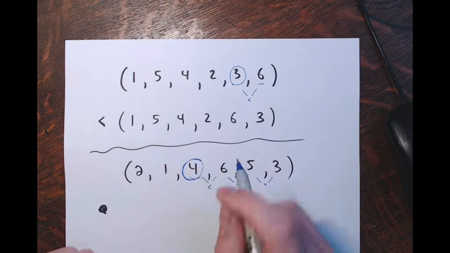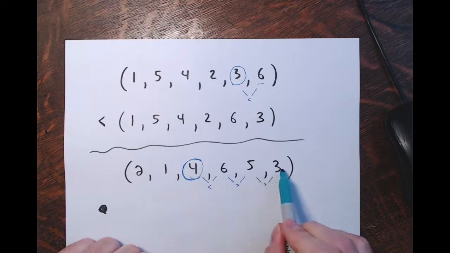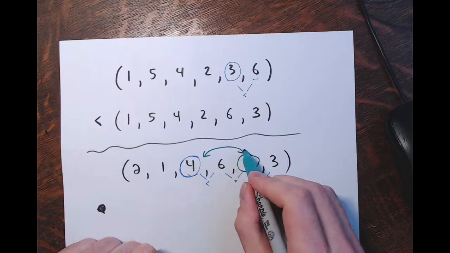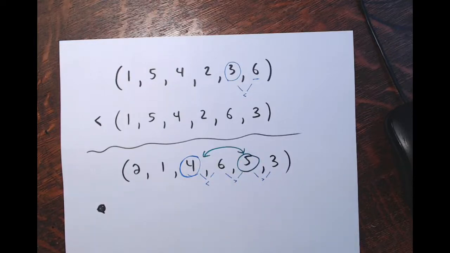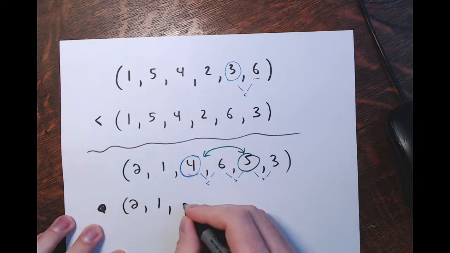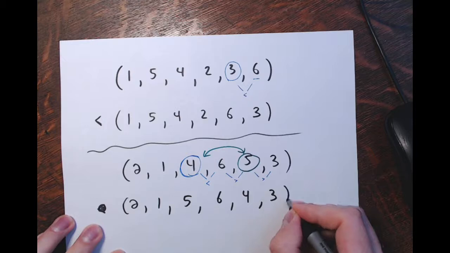So now, to the right of 4, I look for what's the lowest number higher than 4 to the right of 6, and that would be 5. And then we're going to swap these. Okay. So I swap those, and that gives me 2, 1, and then 5, 6, 4, 3.